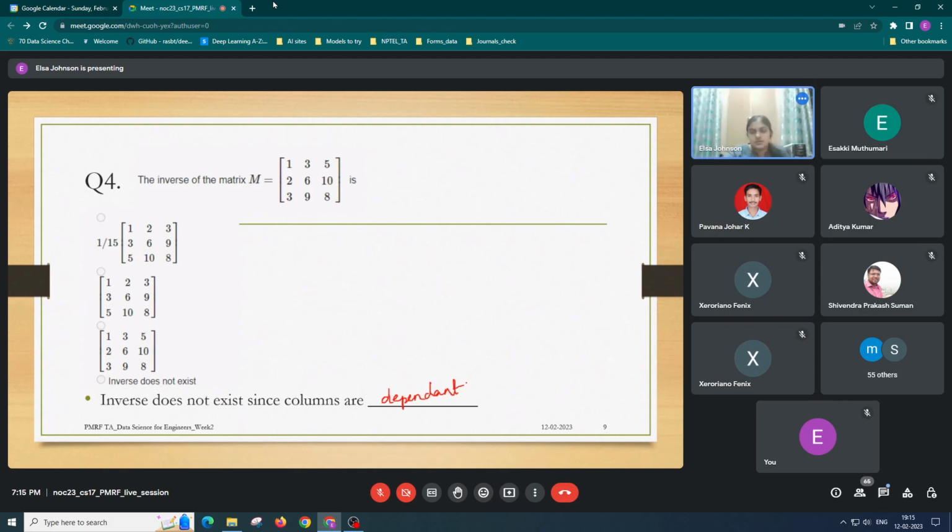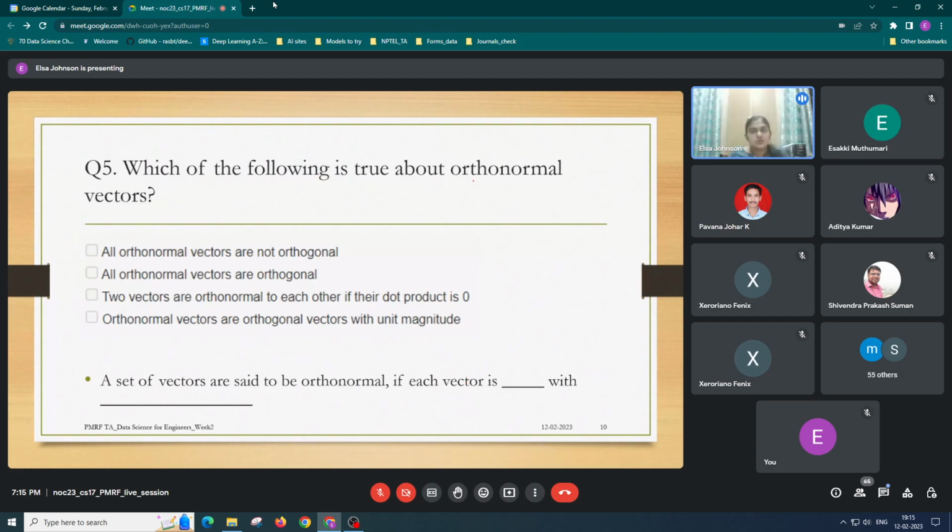Okay, so which of the following is true about orthonormal vectors? Can you tell me what is true? You can put it in the chat window also, anyone. What is the condition for a vector to be orthonormal?